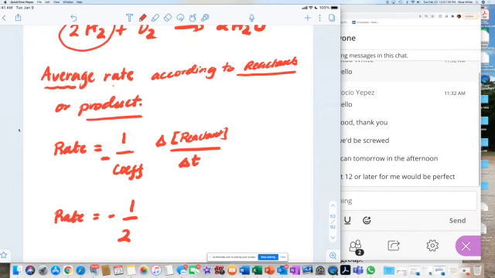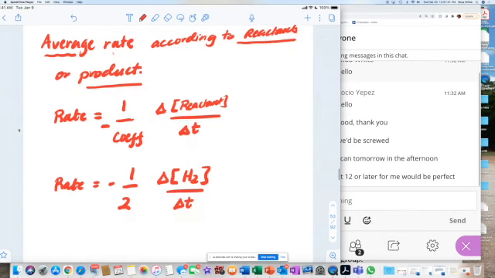1/2, and then changing reactant. Change in concentration of H2 over change in time. So what is the other way you can tell what kind of question they're asking you? They will give you, in this case, 2 hydrogen concentrations, right? They'll tell you the hydrogen amount in the beginning, so say at time 0, and they'll tell you the hydrogen amount after a certain time.